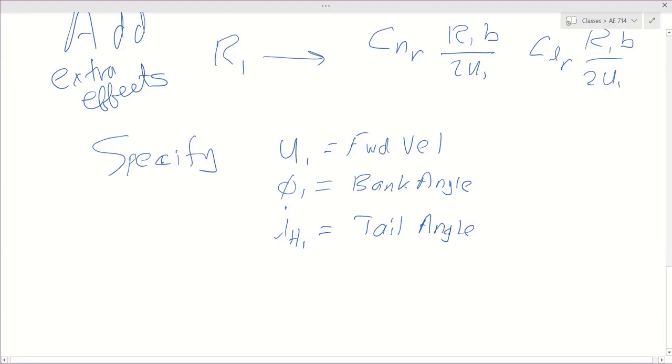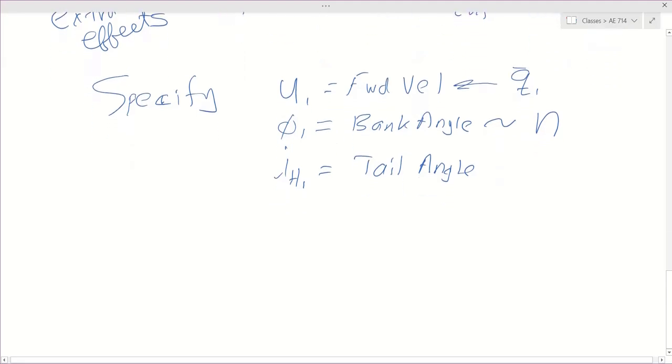We're going to say we're going to do a 45 degree bank turn, which will actually be related to the load factor. We'll show that. And it makes sense to say, okay, we're flying at 150 knots when we do this turn. We can choose that as a pilot, and so that's going to give us the dynamic pressure.